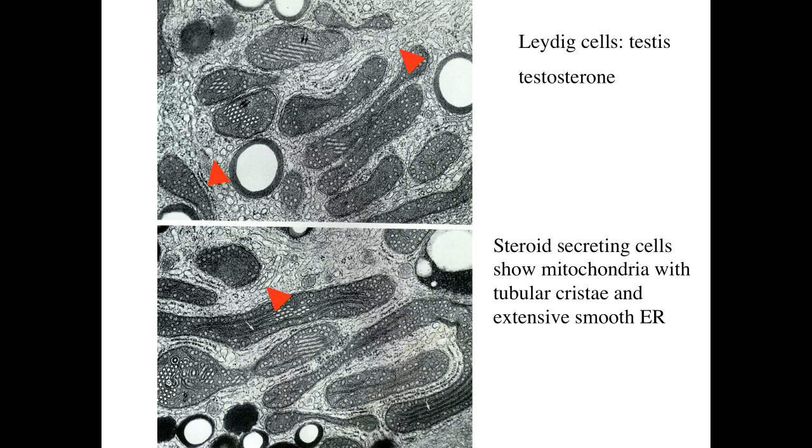This is because a lot of the enzymes that are involved in lipid biosynthesis are located in the smooth ER, and we'll talk about this a little bit later in the course as well.